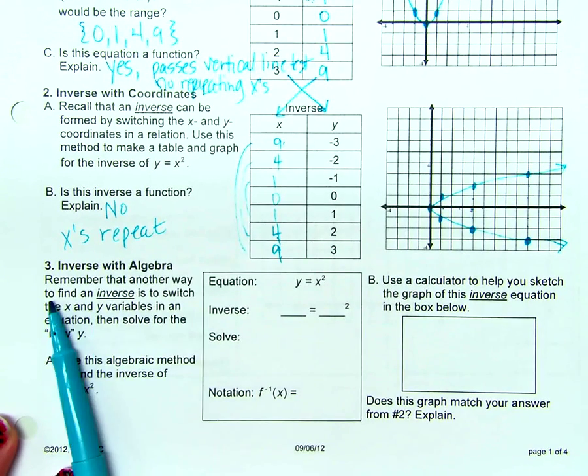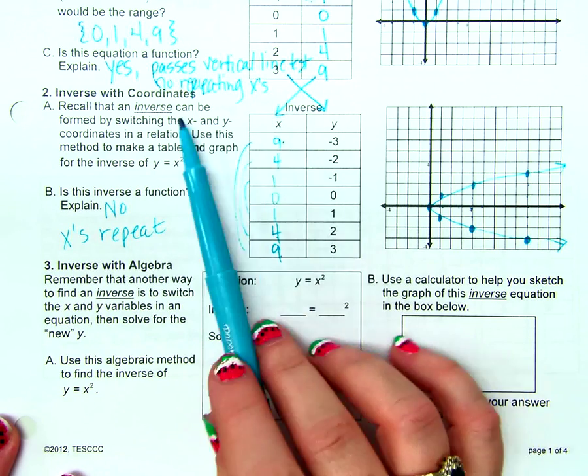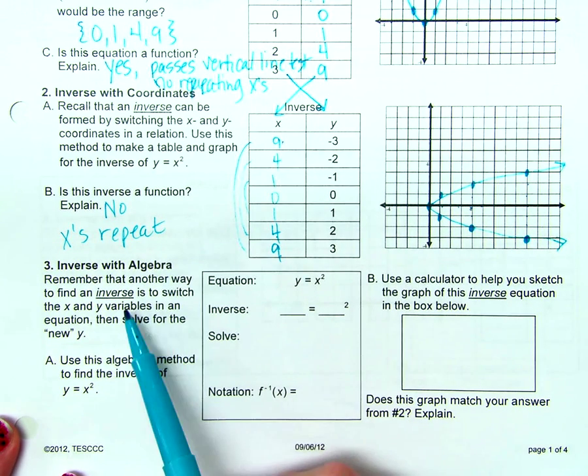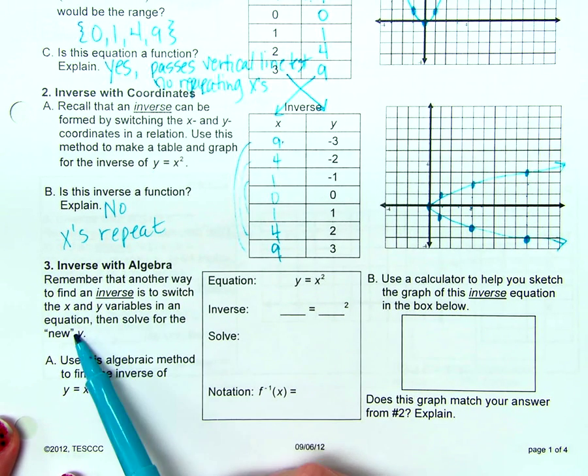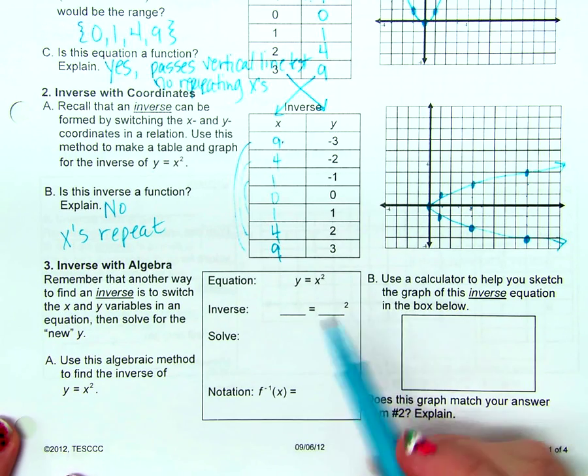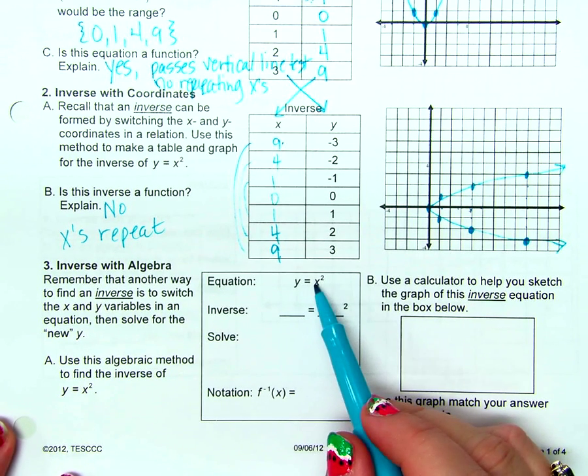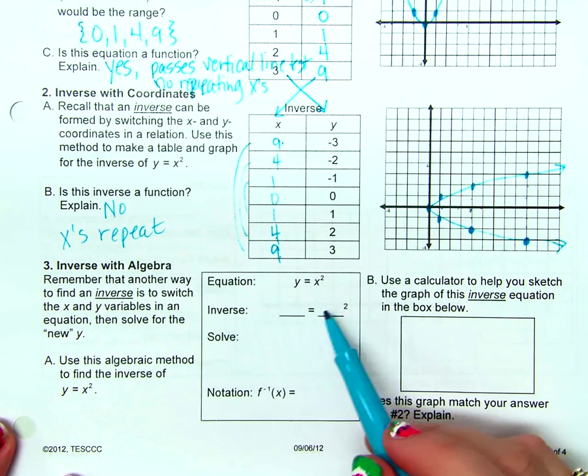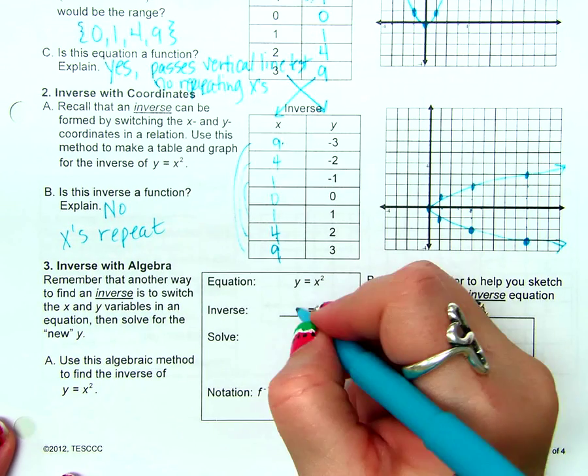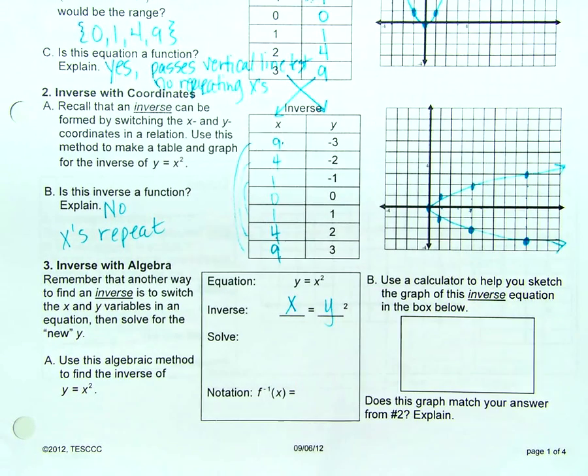Remember that another way to find an inverse, besides just switching x and y on a table or a graph, is to switch the x and y variables in the equation. If the first equation was y equals x squared, what is the inverse going to look like? Perfect. x equals y squared.